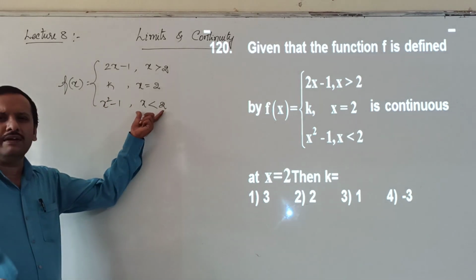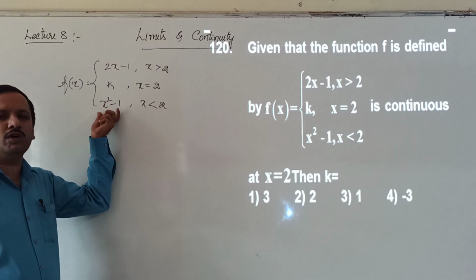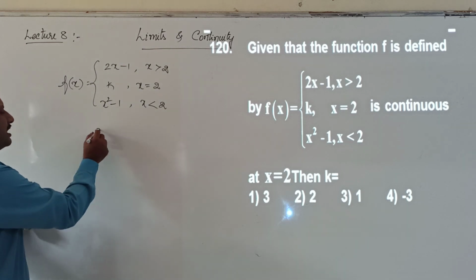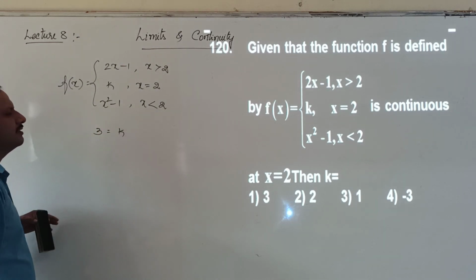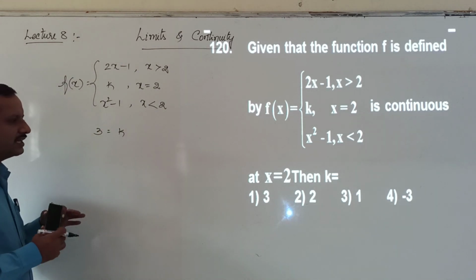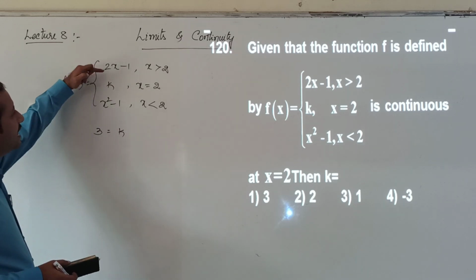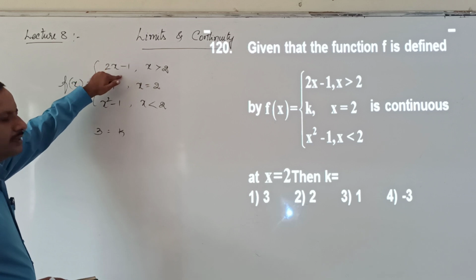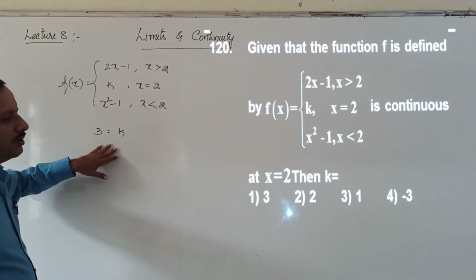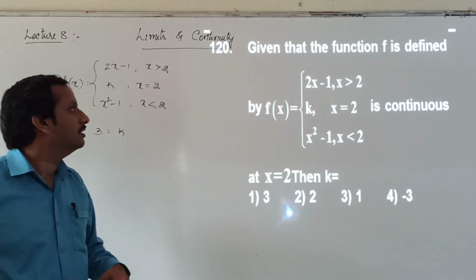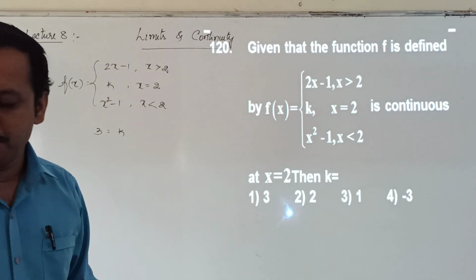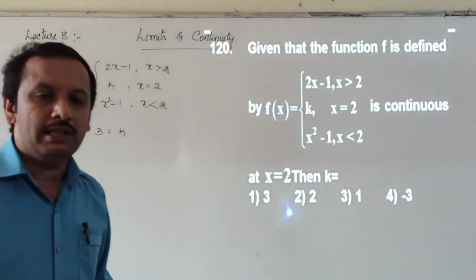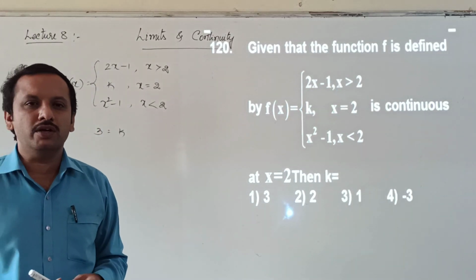So, for the left hand limit at 2, put x equal to 2 here. We get 2 square minus 1, 4 minus 1, 3, which is equal to k. That's the answer, k is equal to 3. Then for the right hand limit, if I put x equal to 2, I am getting 2 into 2, 4 minus 1, 3. So, k is equal to 3. First option is the answer. Okay, now let us go to level 2.